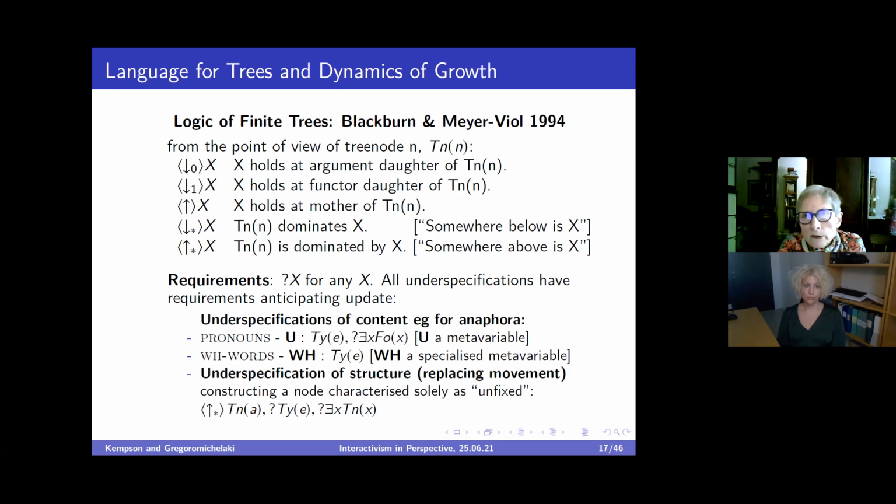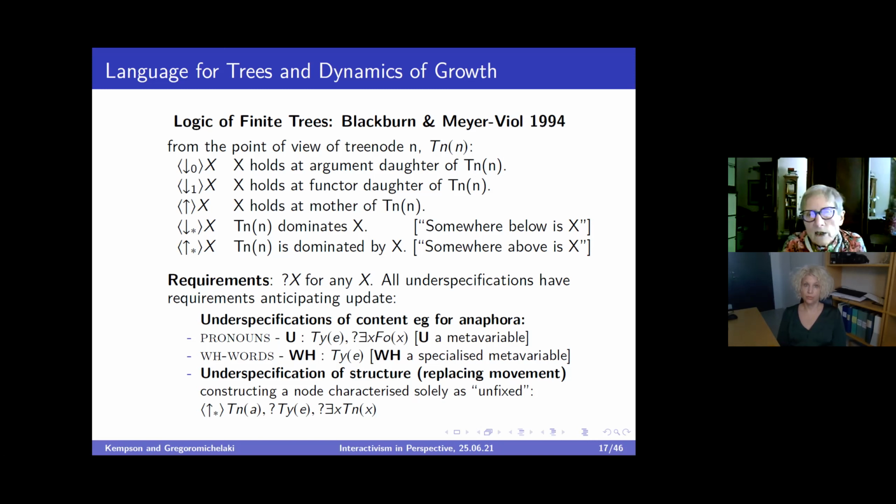Now for this, we want to get a notion of growth. So the tree logic has to have added to it a concept of growth. And we get these through what we call requirements. And that is, any decoration on a node of a tree can always have a requirement. And these are what correspond to underspecifications. They are requirements anticipating updates.